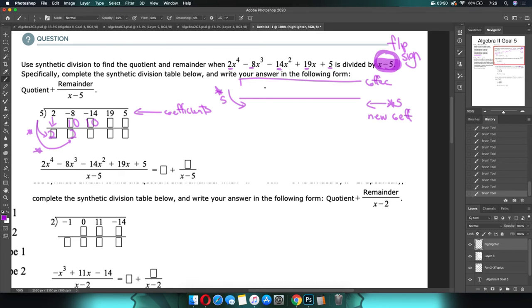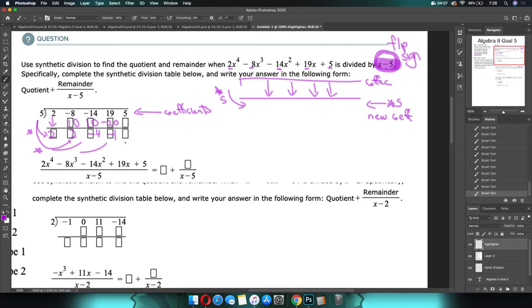But then what happens is you're always pushing down, pushing down, pushing down. So here, -14 pushes down into the 10, and I am left with -4. Multiply times 5, that's -20. 19 minus 20 is -1.